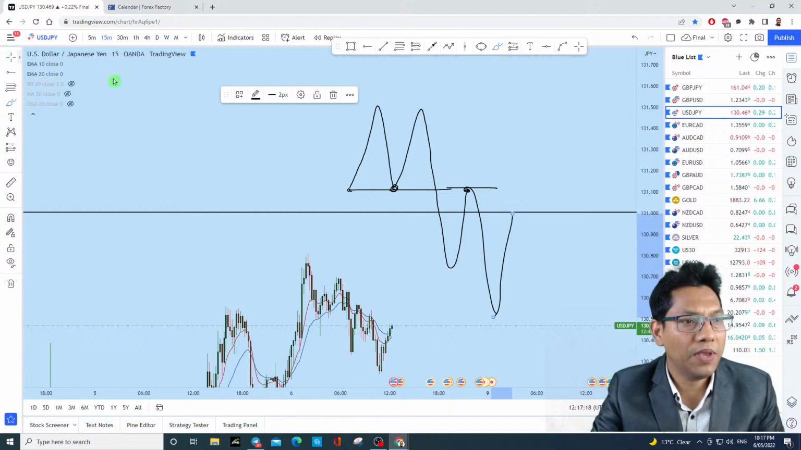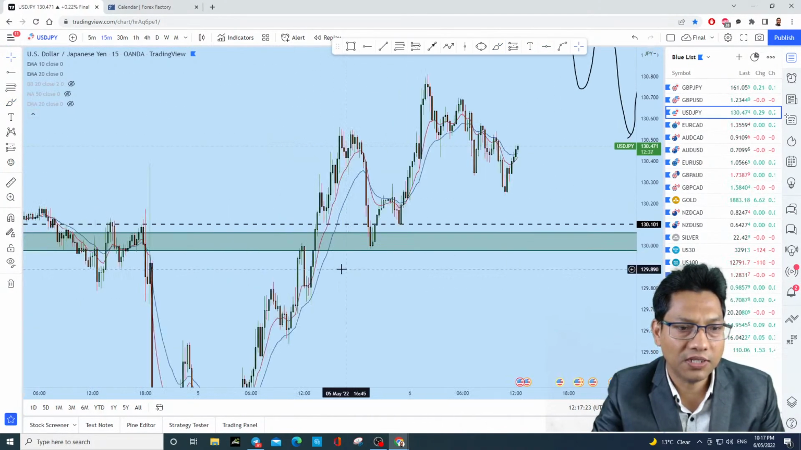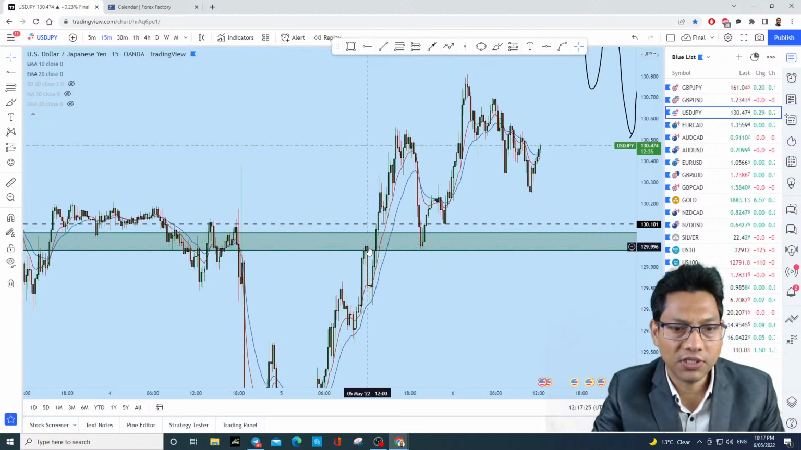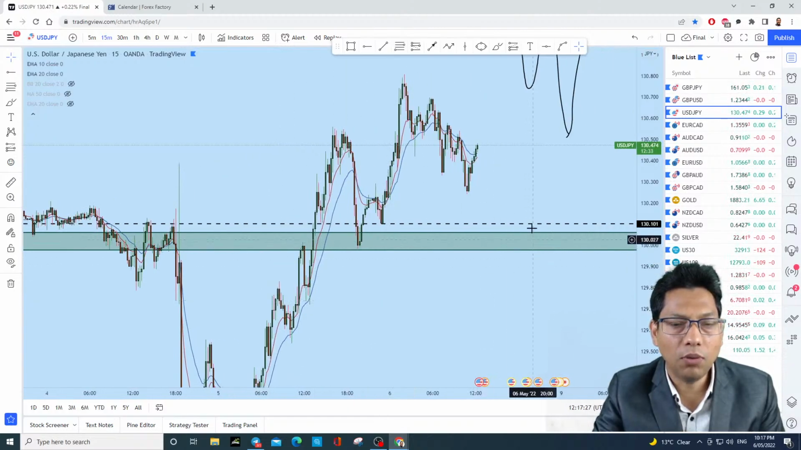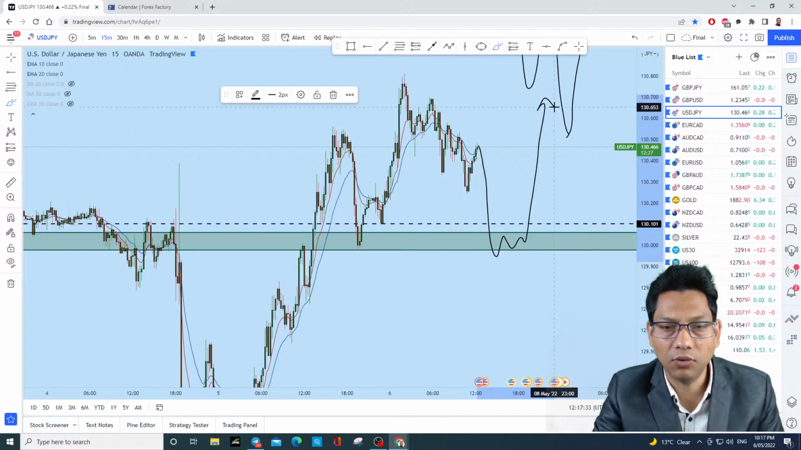So with that being said, on dollar yen in this 15 minute time frame there is a mirror level here, resistance and support, and I will be waiting for the price to come back to this mirror level, and then I will be a buyer of dollar yen.